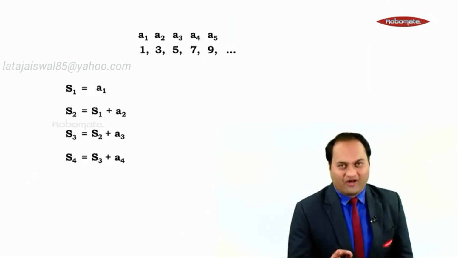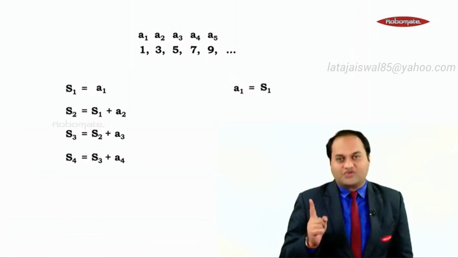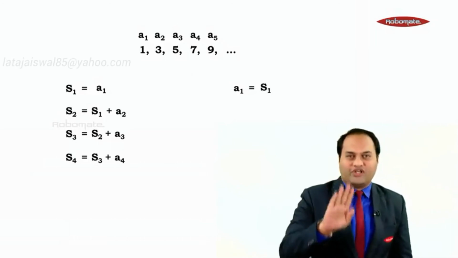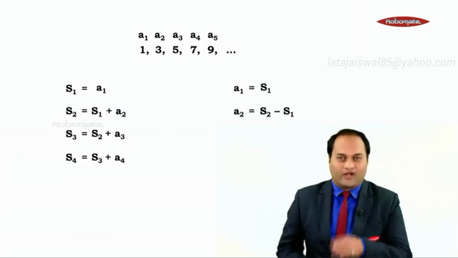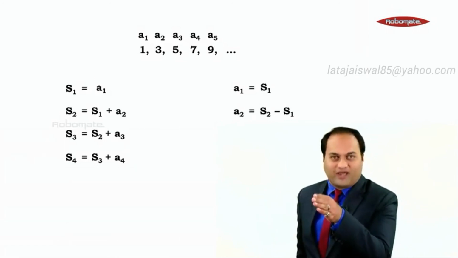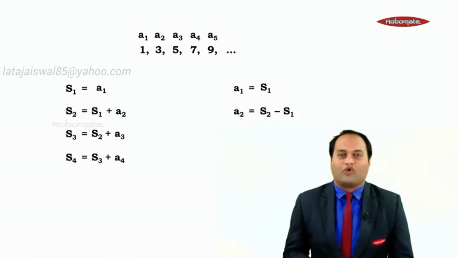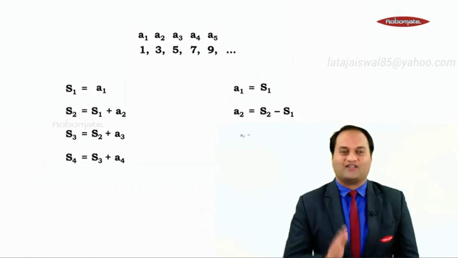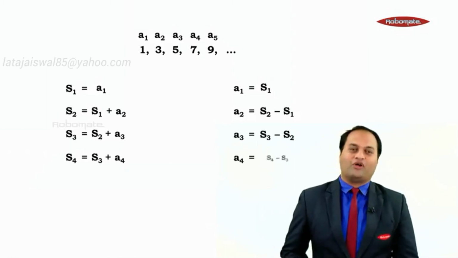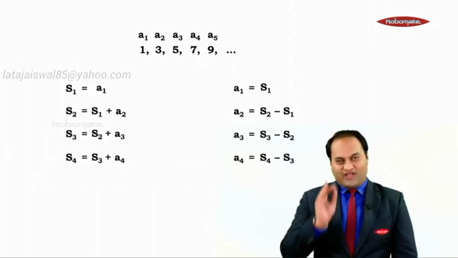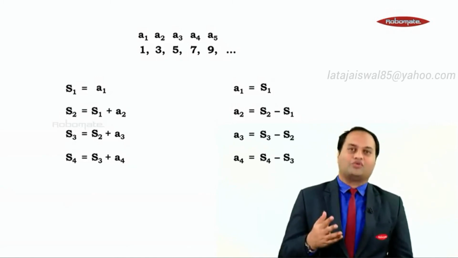S1 is equal to A1. So we say that A1 is equal to S1. S2 is equal to S1 plus A2. Shift S1 to the other side, you get A2 is equal to S2 minus S1, right? S1 goes to the other side, it becomes minus S1. So A2 is equal to S2 minus S1. Next line, what will be A3? S2 goes to the other side. A3 is equal to S3 minus S2. And what will be A4? S4 minus S3. So that's the relationship between A1 and S1 or A2 and S2 or whatever.